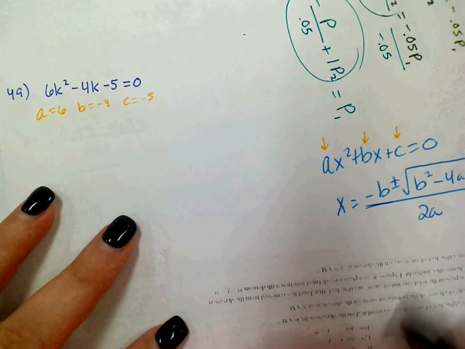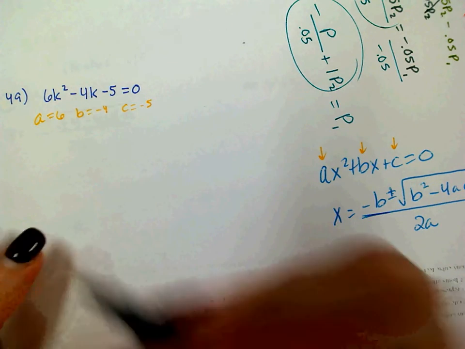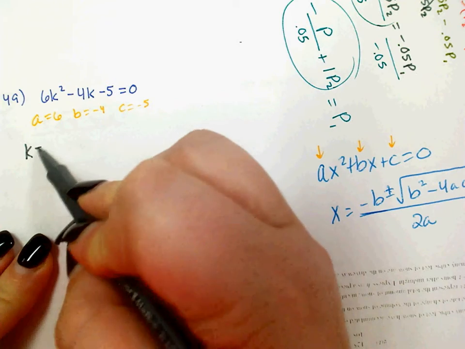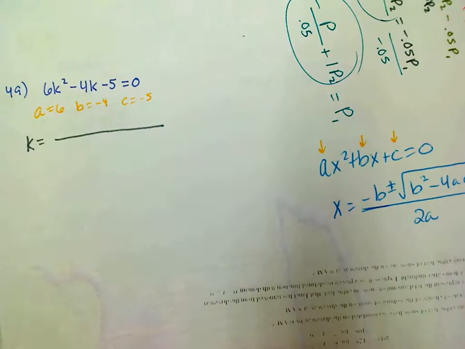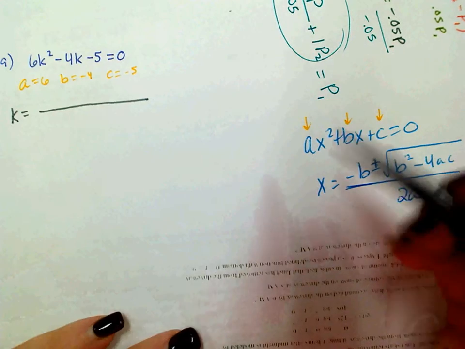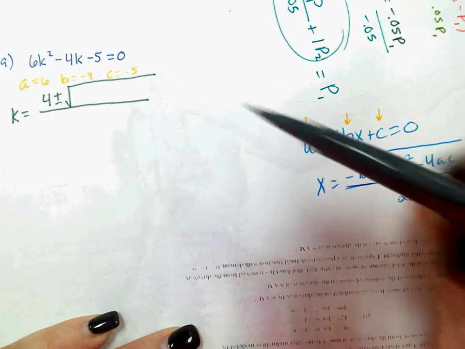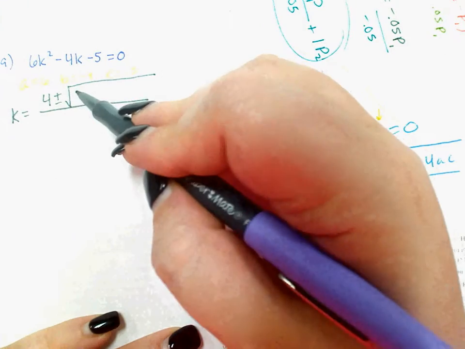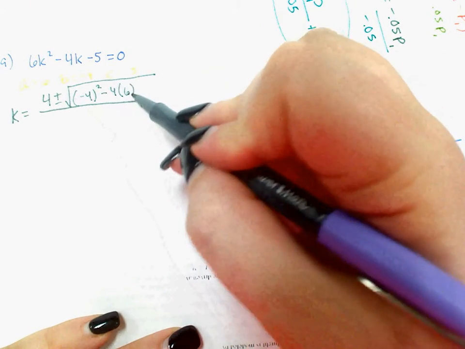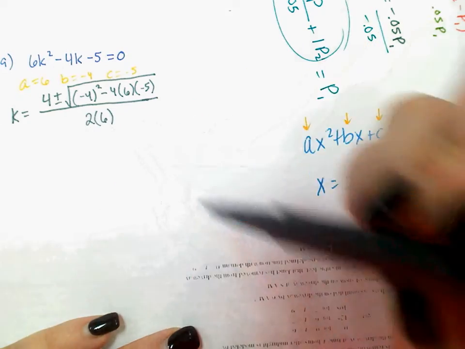Okay? So if I'm filling out the quadratic formula, normally I would say x equals, but because it was k, I'm going to say k equals. Now this says negative b. Well, if b is already negative, then that's a negative negative, which makes it a positive. So that is positive 4 plus and minus the square root of b squared. So that's negative 4 squared minus 4 times a, which is 6, times c, which is negative 5, divided by 2 times a, which is 6.